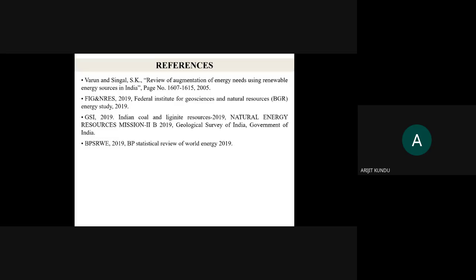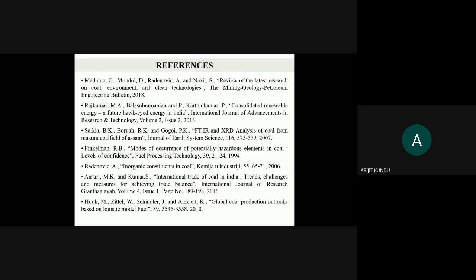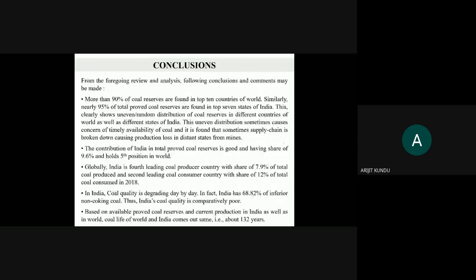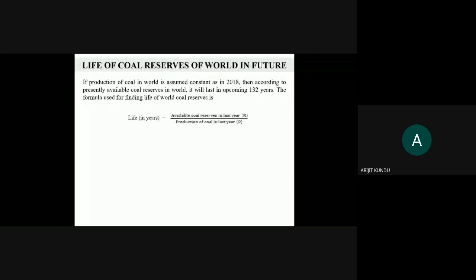Energy management. So, can you show any mathematical data? Sir, only a single mathematical equation I have used, for finding out the life of coal reserves of the world as well as India. Show it. Yes, this is the equation, sir. Life in years is equal to available coal reserves in last year divided by production of coal in last year.